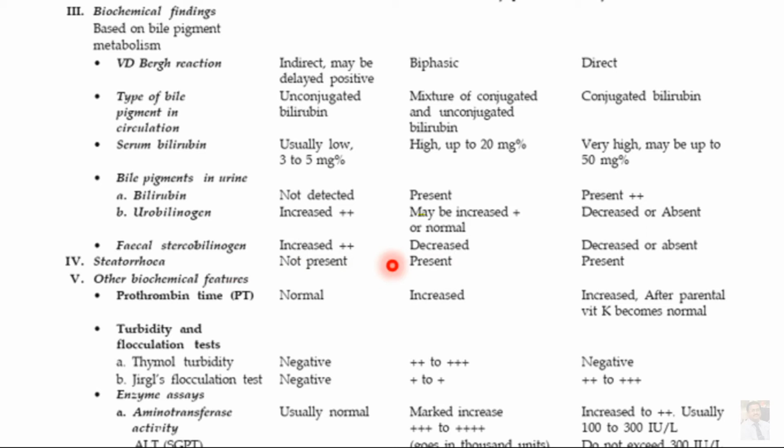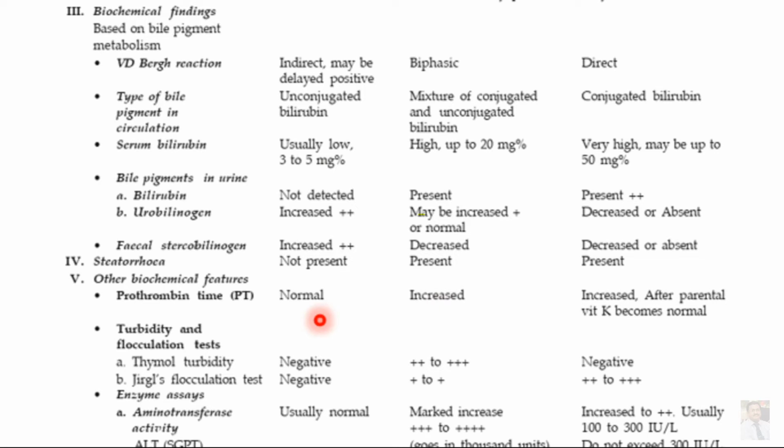Now the other biochemical features. We are going to the biochemical tests. The first one is PT, prothrombin time. The first one is normal, the second one is increased, and the third one is increased but becomes normal after parenteral vitamin K. You can see here, in the first case, if the bilirubin levels are very high and at the same time urobilinogen is also very high in the urine, and PT is normal, then that is hemolytic. A very confirmative test. In the other two it is increased, so there is not much difference to differentiate hepatic jaundice and obstructive jaundice.